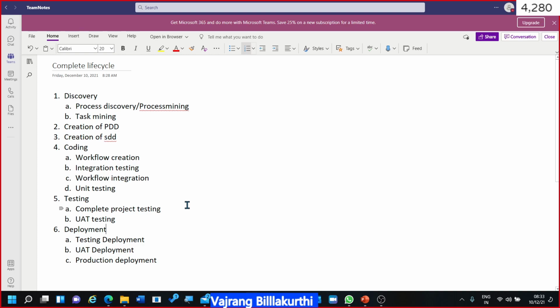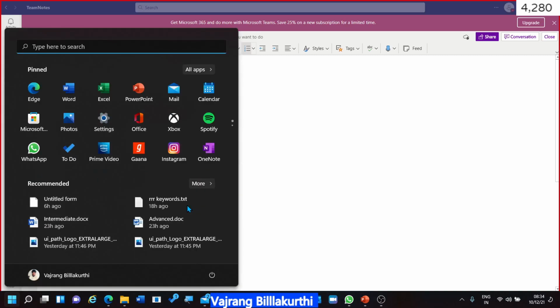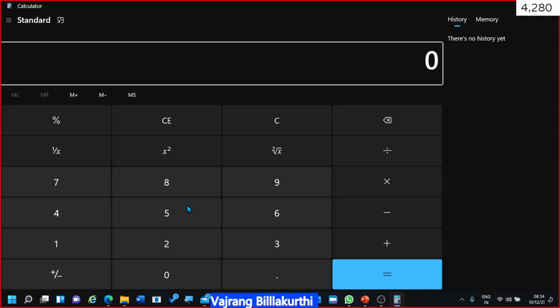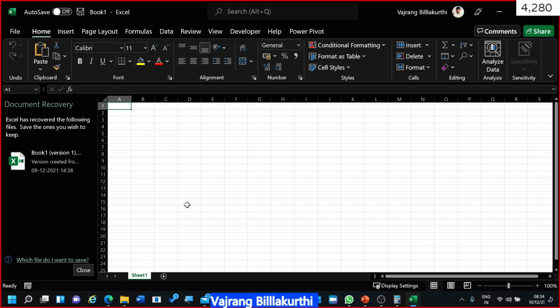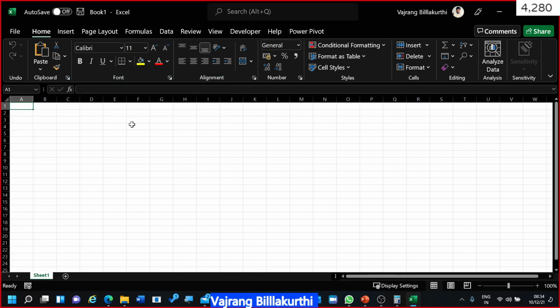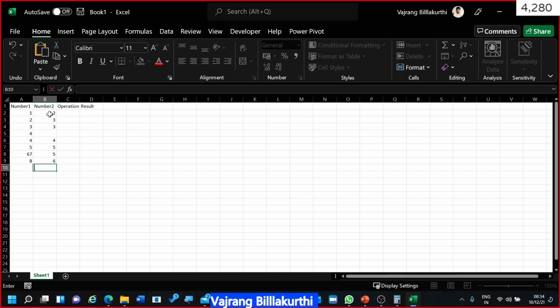In the discovery phase, let's assume that there is a calculator and I have an input, and this input is number one, number two, operation, and result. Now, as a business user, I came to a developer or an organization with a problem statement saying, hey boss, I have these particular inputs, and I have some operations to be done on them.